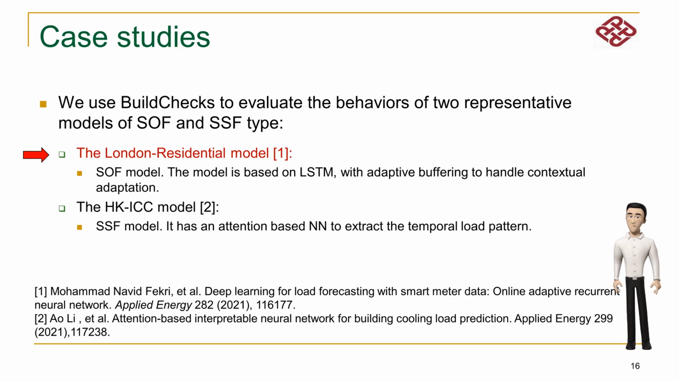We use BuildChecks to test the behaviors of a number of models, and we present 2 cases in the paper. They are the London Residential Model and the Hong Kong ICC Model. In this presentation, we discuss how BuildChecks tests the behavior of the London residential model, since it covers all the three in-usage concerns. London Residential is LSTM-based, and it designs an adaptive buffering mechanism to handle contextual adaptation.